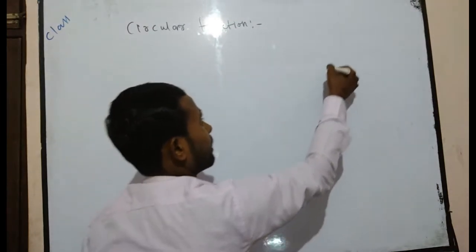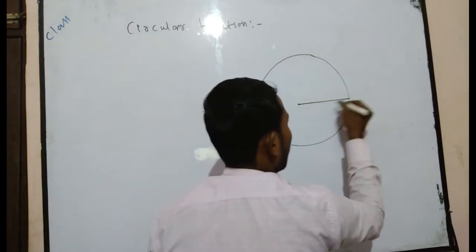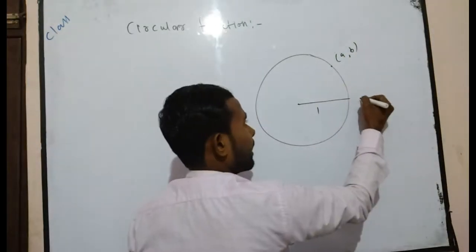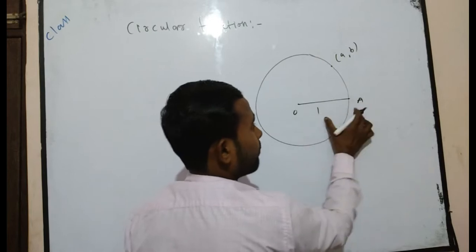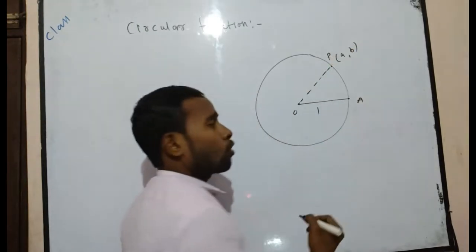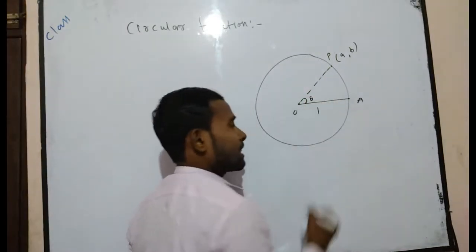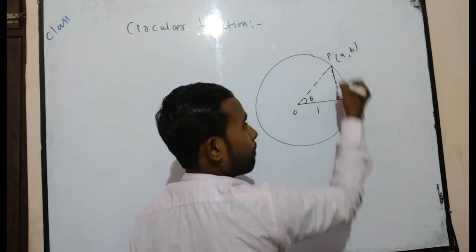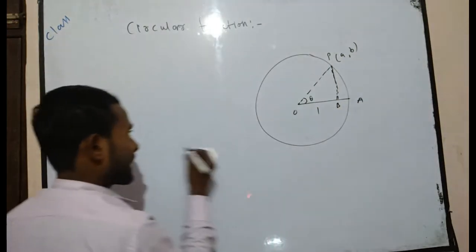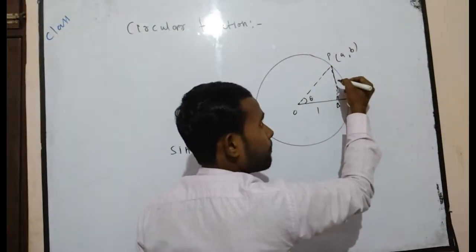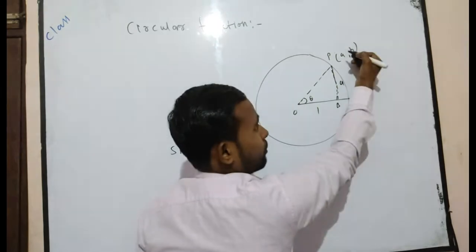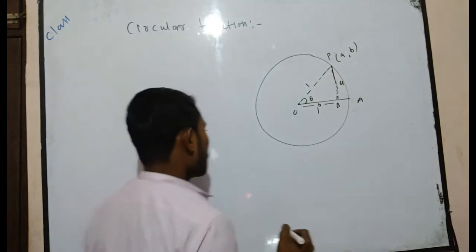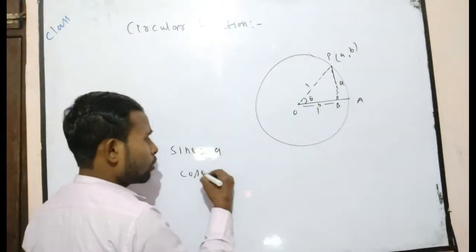So circular function means that if you take a circle whose radius is 1 and suppose there is a point P whose coordinate is (A, B), having abscissa A and ordinate B, and O is the origin. If this angle is theta, then after drawing the perpendicular from P to OA, you can see that sin theta is equal to perpendicular by hypotenuse. Here the perpendicular is equal to B and the base is equal to A, and the hypotenuse OP will always be 1. So you can say that sin theta is equal to B and cos theta is equal to A.